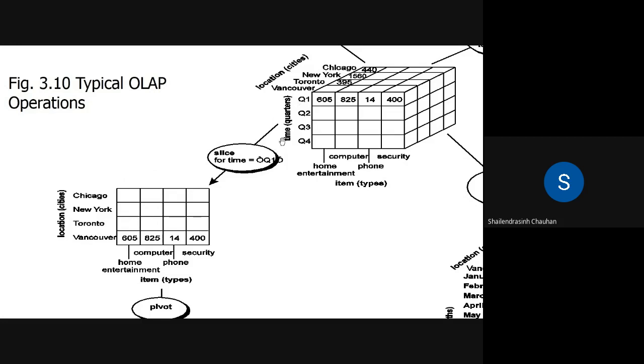You can also perform slicing with respect to cities, like slice for city equal to Vancouver. You will get all the data of Vancouver city with respect to all quarters and all types of items. So for any dimension, for any particular value, you can perform this slicing operation and you will get all the data with respect to that particular dimension.